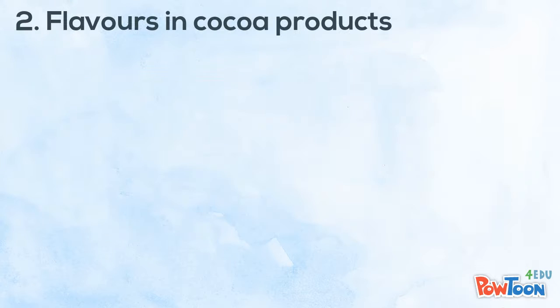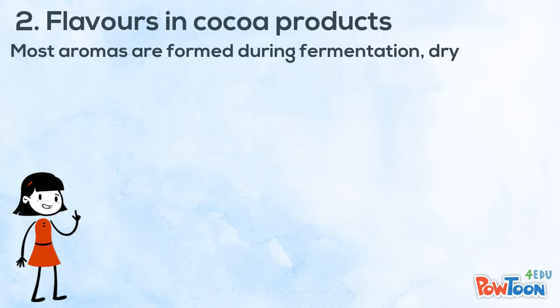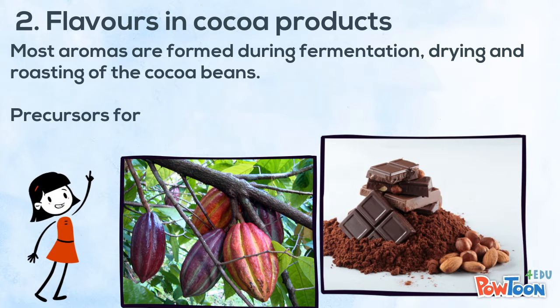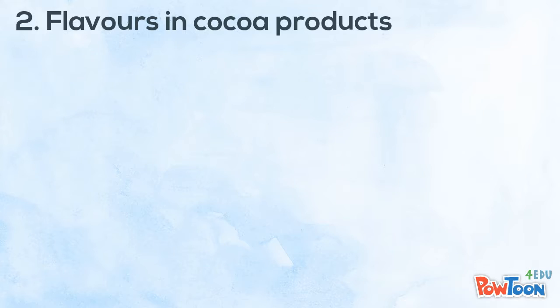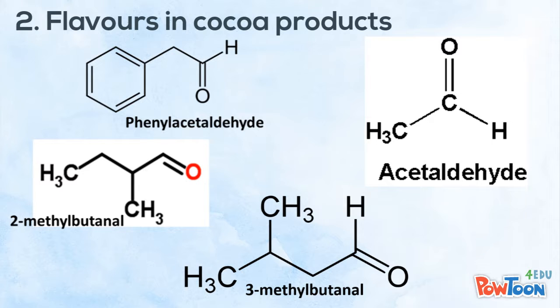mercaptoacetaldehyde. The flavors of cocoa products are affected by different factors such as genetics and growing conditions, and processing stages including fermentation, drying, and roasting. Cocoa is a source of Strecker degradation, with the reducing sugars, amino acids, and flavonoids. Major amino acids are leucine, phenylalanine, threonine, and isoleucine, in which leucine and phenylalanine are the two most important amino acids, with isovaleraldehyde and phenylacetaldehyde as main products. Furthermore, threonine produces acetaldehyde, involved in more complex reactions.